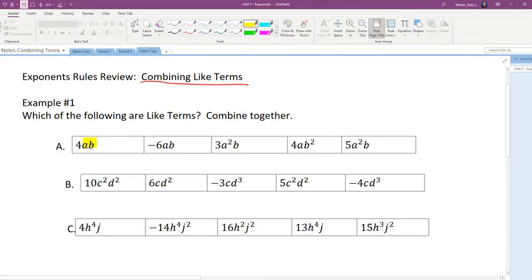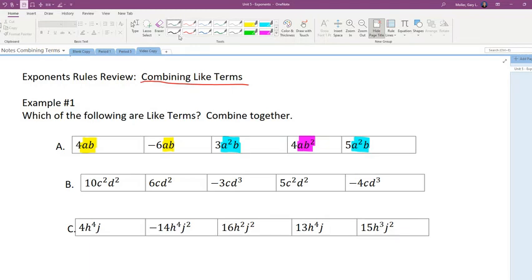So this has an AB and this has an AB. Those are what's known as like terms. The numbers are different, but the variable portions are the same. Then I look at the other two, and I have an A squared B and an A squared B. The last one here, AB squared, is different. So it matters which one the exponent is connected to. It has to be exactly the same.